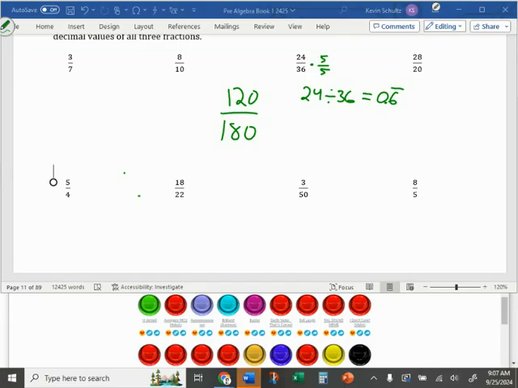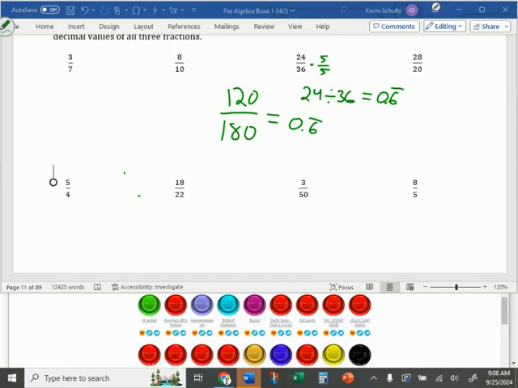Yeah, and if you round, then you get 0.67. But in your calculator, it should be 6 repeating. If you take 120 divided by 180, because remember, fraction means division, that also gets you 0.6 repeating. So we use decimals to prove that these fraction values are equivalent.